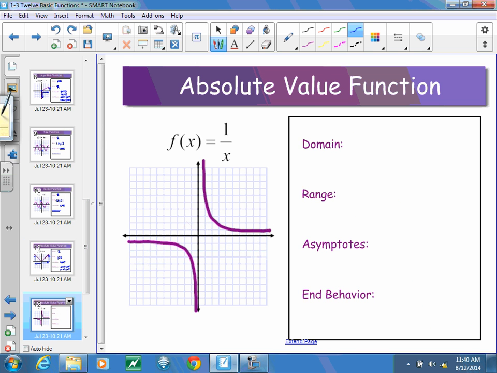One you might not be real familiar with. This should be, sorry, this isn't absolute value. This should be the inverse function. Or no, not inverse, reciprocal, sorry. Change this out. So it's the reciprocal function.